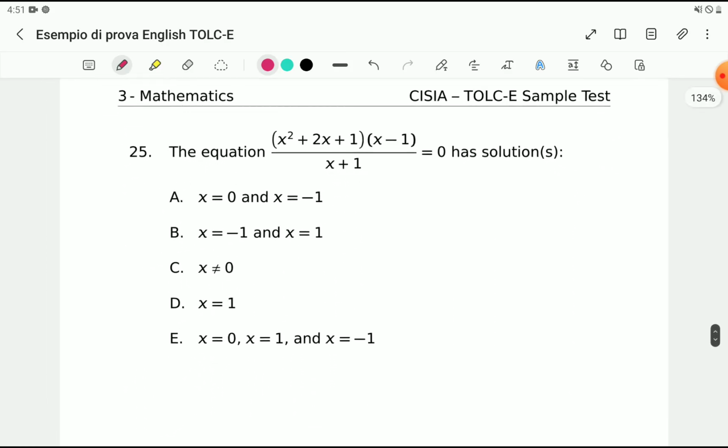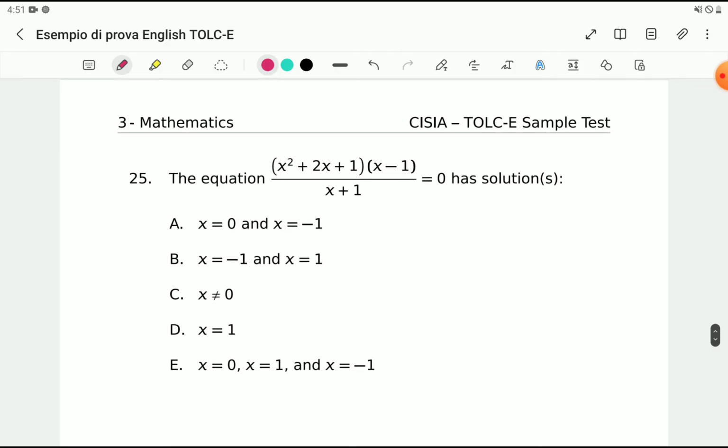The equation x square plus twice x plus 1, multiplied by x minus 1, and both terms divided by x plus 1, equals 0. It has a solution. Okay, so that means we have to find the solution.